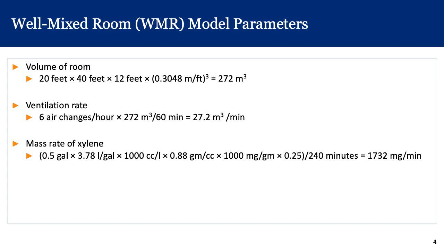And the mass rate of xylene, so let's assume that we are using half a gallon of solvent. We convert the gallons into liters, so multiply by 3.78. You convert the liters into cubic centimeters, and then you multiply by the density, which is 0.88 grams of solvent per cc of solvent. Then you convert the grams into milligrams, and then 25% of that is xylene, so you multiply by 0.25. And you divide by 4 hours, so that's 240 minutes. So the mass emission rate of xylene is 1,732 milligrams per minute.